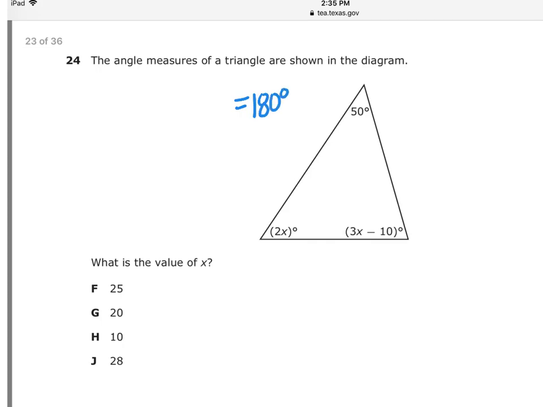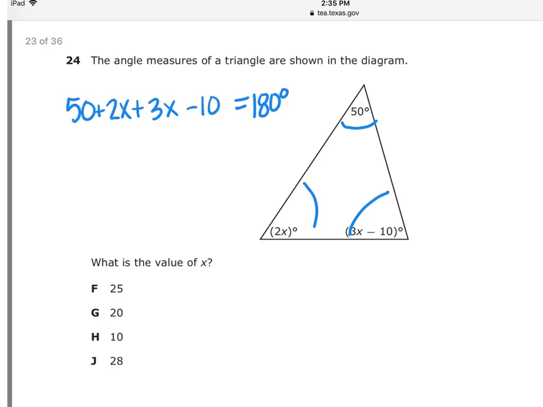So if I were to write an equation that fits this, let's start with what equals 180. We're saying that all three angles add up to 180, right? Because the three angles of a triangle add up to 180. So if I add these all up, can I do that? Yeah, I can. Let's try it. 50 plus 2x plus 3x minus 10.